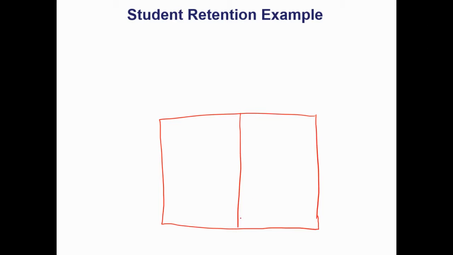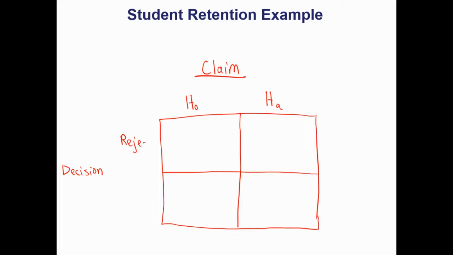Let's do a box with 4 smaller boxes in it. On top, we're going to have where is the claim. So if the claim is the null, or if the claim is the alternative. And then over here, we're going to have the decision we make. So what are our 2 decisions? Well, we could reject H0, or we could, I'm going to abbreviate, fail to reject H0.